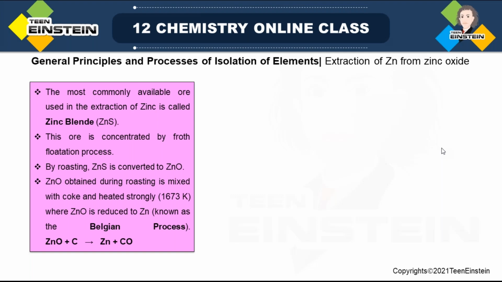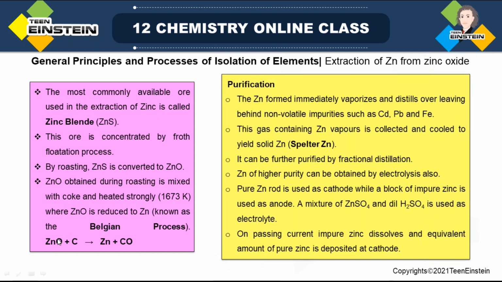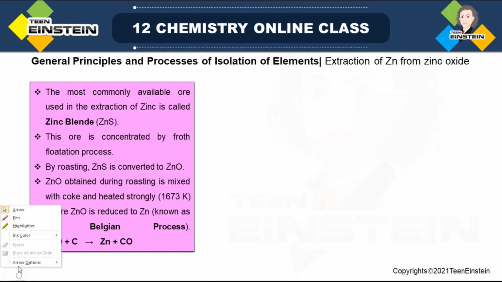Hello everyone. In the last class, we already started some extraction methods of metals from their ores, and some metals we have already covered. Today we will start with zinc. That is how we can extract zinc starting from its ore, which is basically zinc oxide. The most commonly available ore for zinc, from which we will extract zinc, is the sulfide salt, that is known as zinc blende.